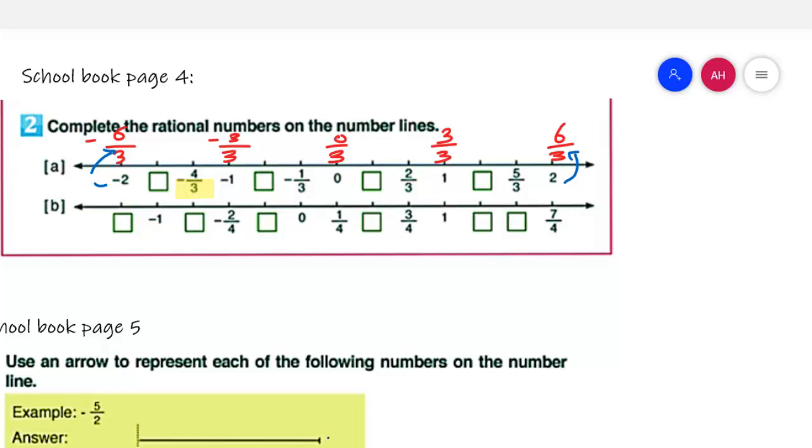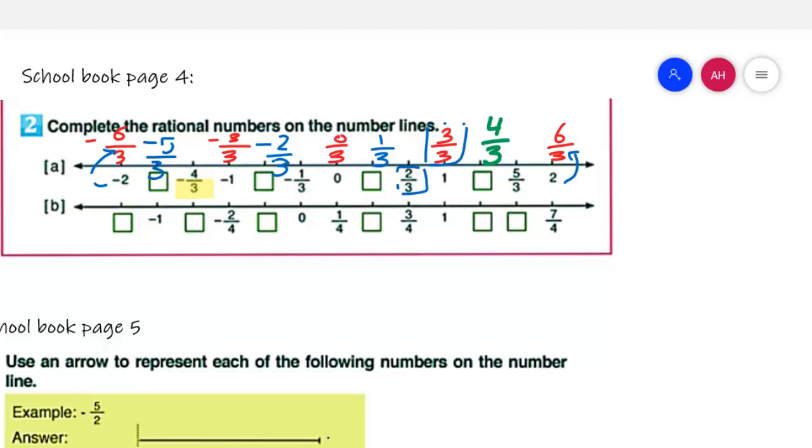Here I have 0 over 3, so the next rational number is going to be 1 over 3. Then I have the rational number 2 over 3, and then 3 over 3, and then my next rational number is going to be 4 over 3. Let's go now for the negative side. I have 0 over 3, negative 1 over 3, so the next rational number is negative 2 over 3. And then I will have negative 3 over 3, negative 4 over 3. The missing one is negative 5 over 3.